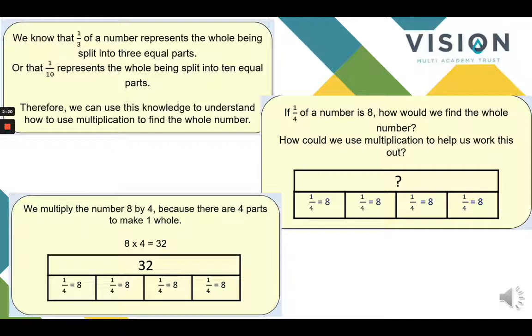On this example, we can see the bar model being used. The top bar is the whole. The denominator tells us the number of parts we split the whole into. This tells us the value of each part, which we then multiply to find the total value of the whole.